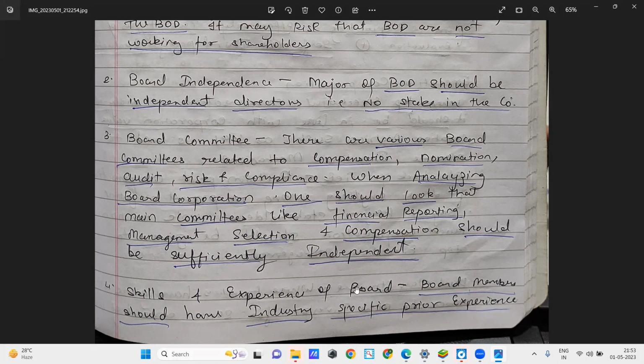Skills and experience of board members. Board members should have industry-specific prior experience. So the board member should have prior experience of the industry.